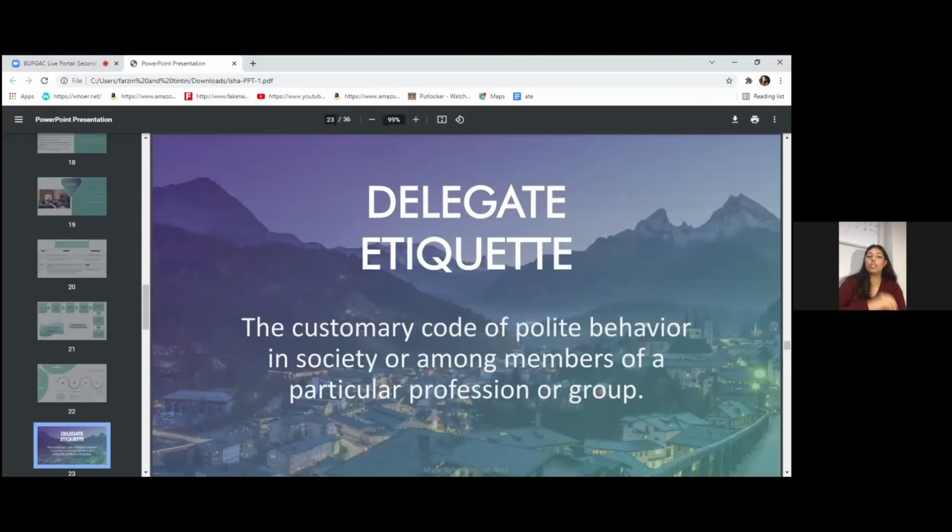So, delegate etiquette. I'm just listing this so that if you ever become, or are even opting to be, a dais member, you know what a delegate should or should not do. So if you're even aspiring to be a dais member, then you should know this. This is basically a simple, customary code of conduct for a delegate. Okay, let's go to the next slide.